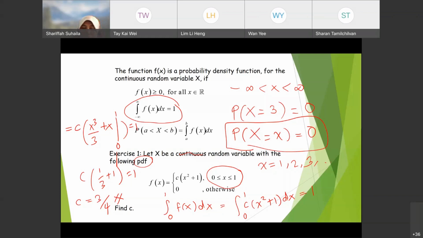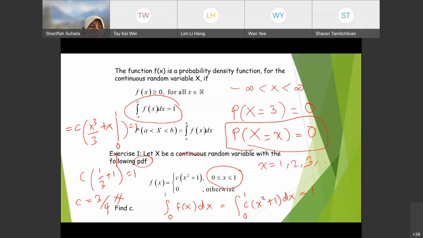Okay. So the same concept applies for discrete also. For discrete, normally we give you in terms of a probability function. So it involves summation. So total probability must equal 1. So for this one, your integration over your range must equal 1.